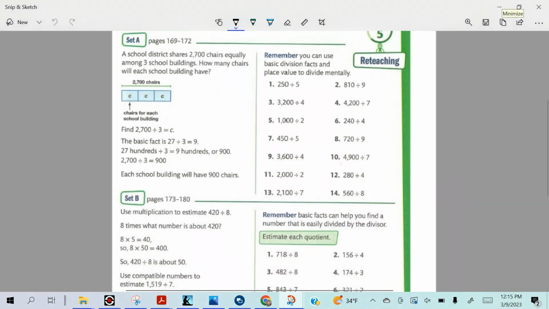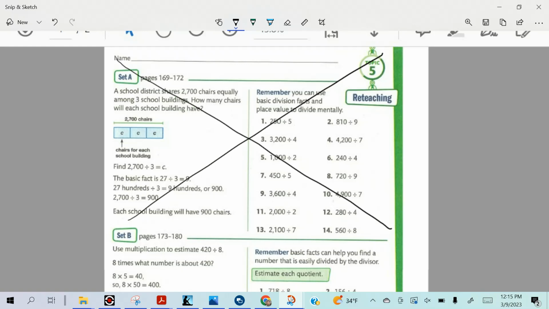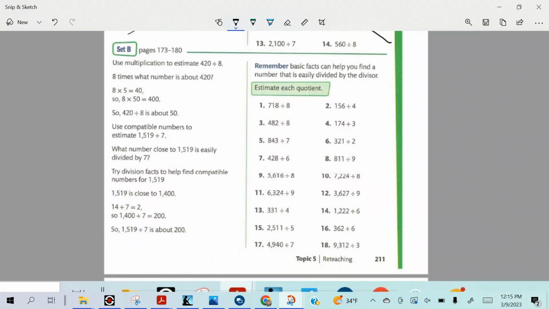Okay, hi everyone. I gave you guys this piece of paper, page 211 from your math book yesterday, and we are going to go over what it is you're going to do for your lesson today. So we are not going to worry about set A because some of you already did set A. When you look at set B, you are using multiplication to estimate.